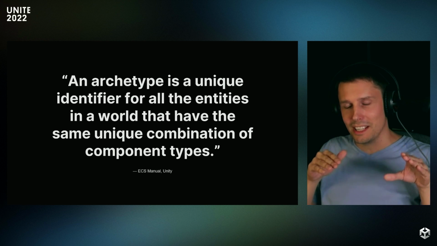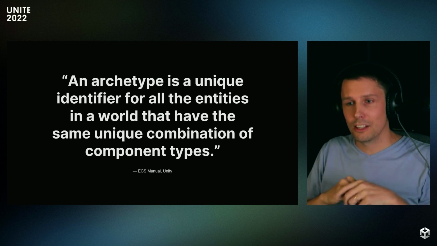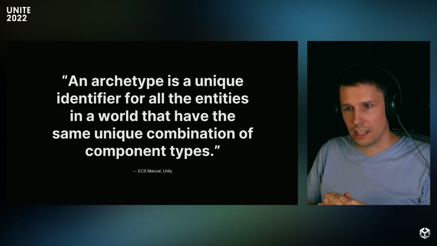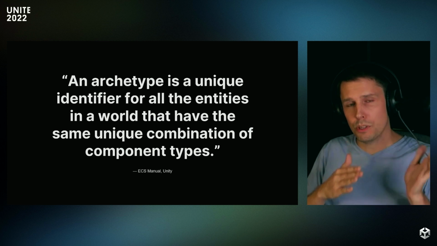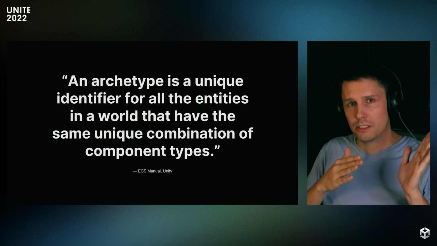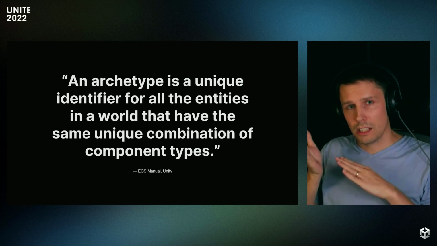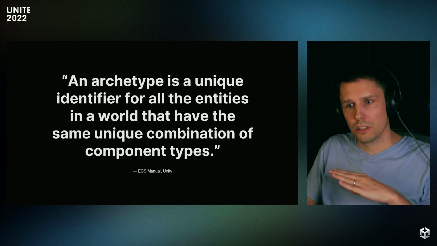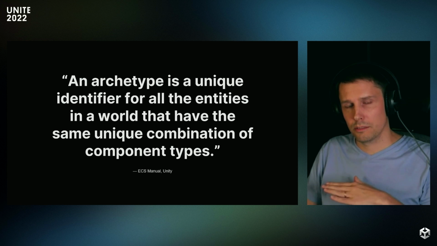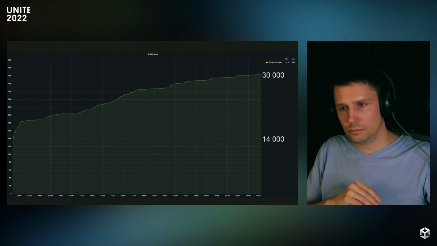So in the ECS manual, it says an archetype is a unique identifier for all the entities in the world that have the same unique combination of component types, which means an entity always belongs to an archetype. And if we remove or add a component from it, it will change into the new archetype. And if that archetype doesn't exist, because that's a new unique set of components, then a new archetype will be created, and the entity will belong to that one.